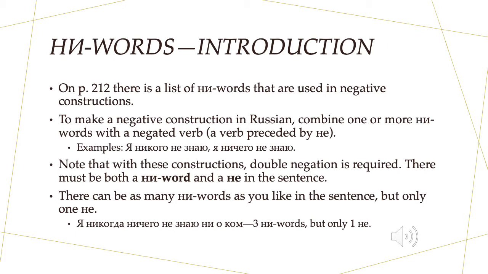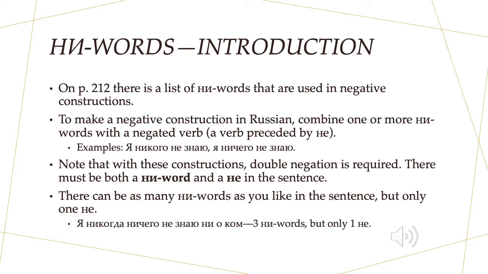On page 212 of your textbook, there is a list of ni words that are used in negative constructions. To make a negative construction in Russian, we just combine one or more of these ni words, you can have as many as you like, with a negated verb, so a verb preceded by не. For example, я никого не знаю. I don't know anyone. Я ничего не знаю. I don't know anything. And note that with these constructions, double negation is required.